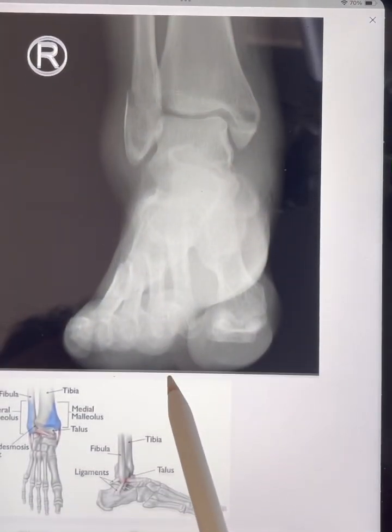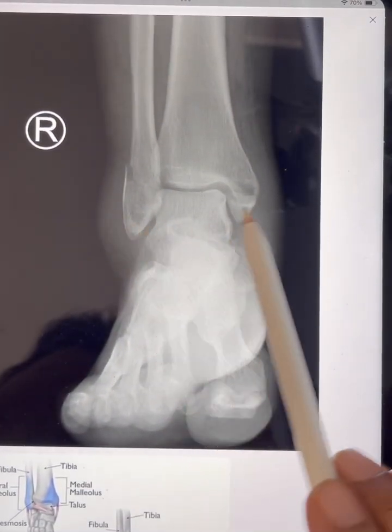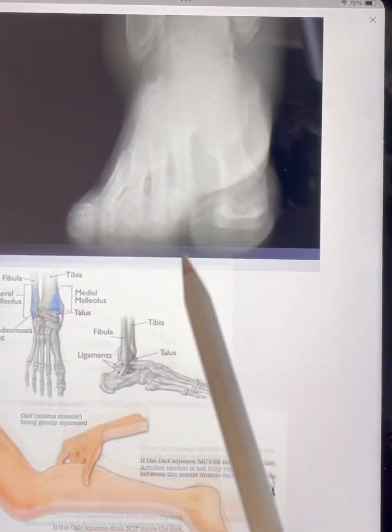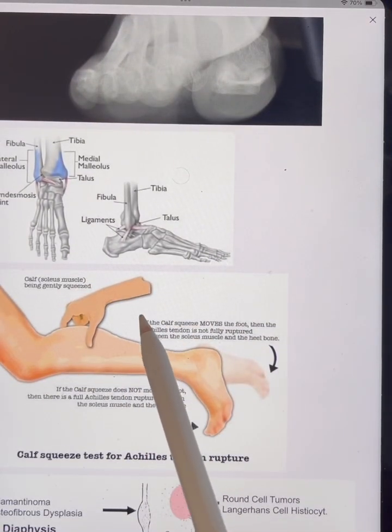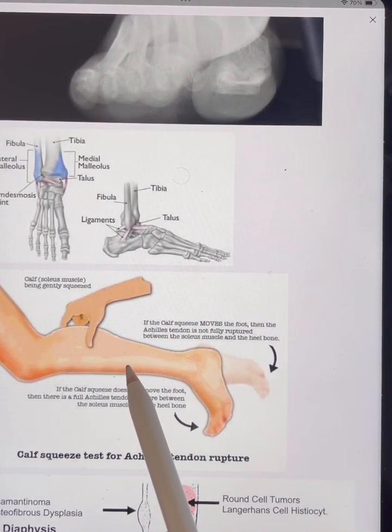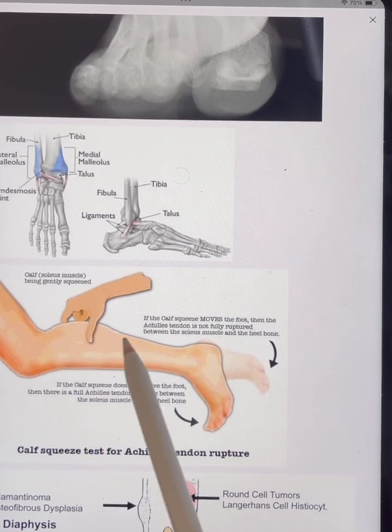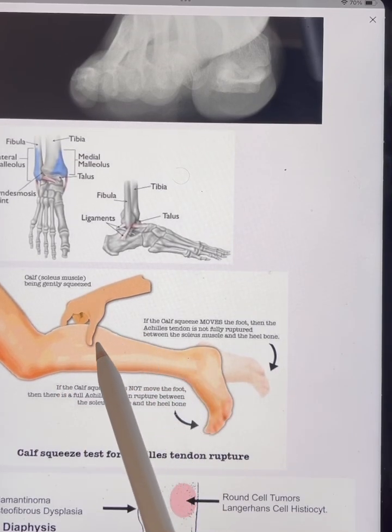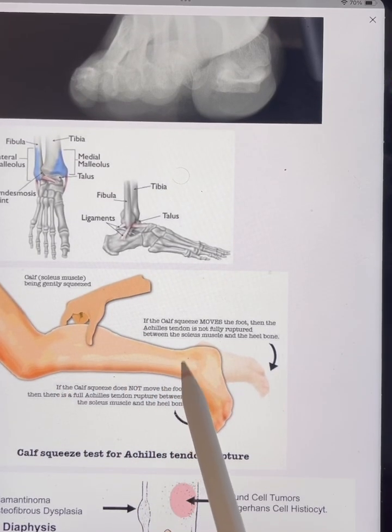This is the ankle injury. This is the medial and lateral rupture, the lateral malleolus, and you can see it on the posterior view. So this is the Simmonds squeeze test to understand the tendon rupture. It's attached to this tendon.